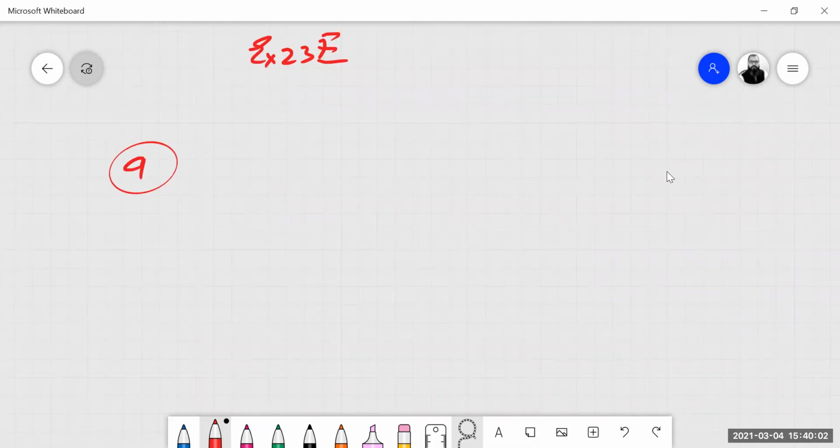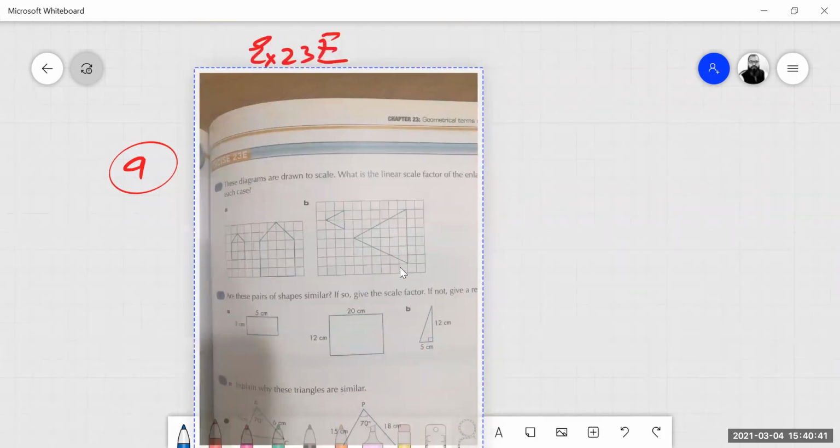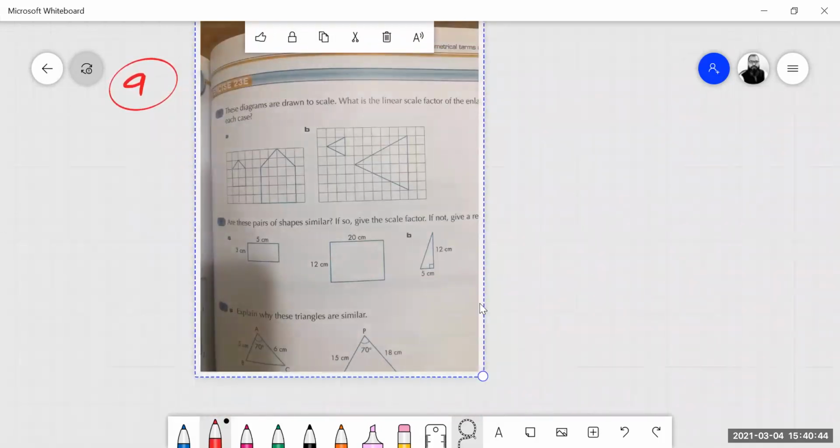Let me take the pictures for this because it will be easy for me to explain. Okay, can you see it? Yes.